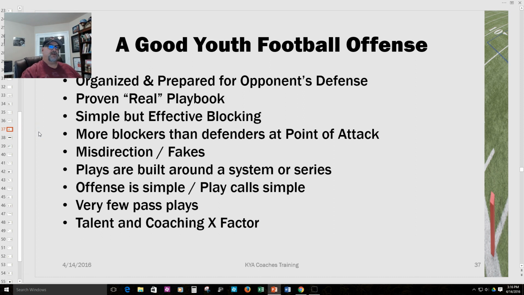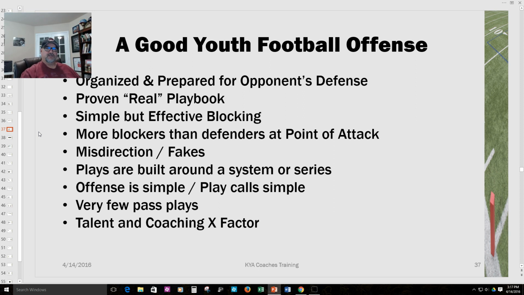What is a good youth football offense? Well, it's organized and prepared for your opponent's defense. You need to know where your opponent's weaknesses are and really take advantage of those weaknesses. You should have a proven playbook. You really need to have simple and effective blocking calls and techniques. You need to put more blockers than defenders at the point of attack.